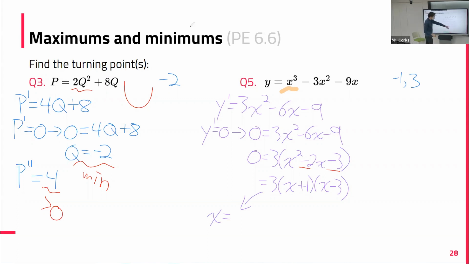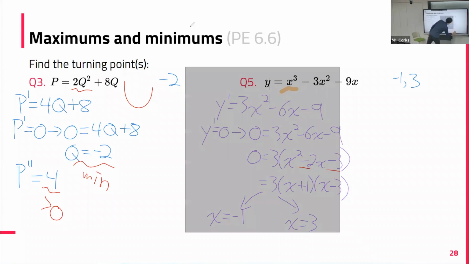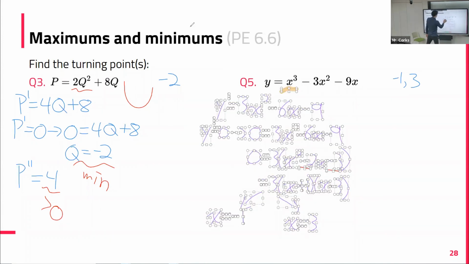Okay, so if x plus 1 is equal to 0, that means x must be equal to -1, or x must be equal to +3. I'm skipping a few steps here because we've done them a bunch of times already. There are the 2 points. Let's move all this over a bit.